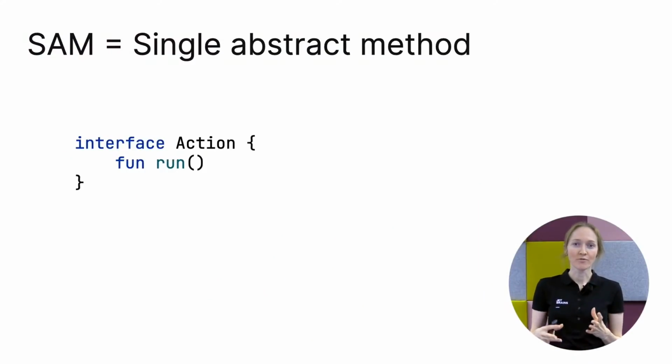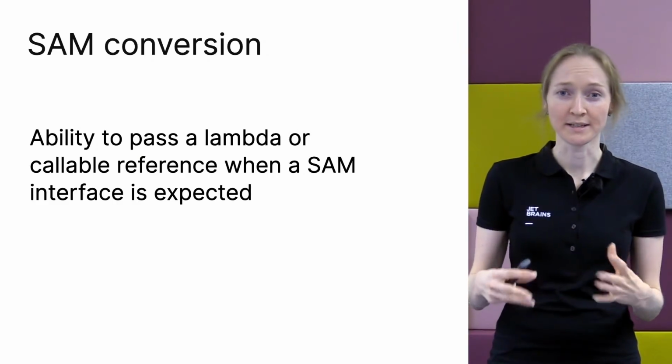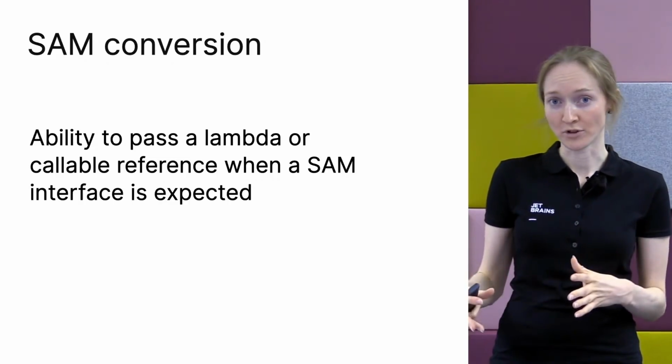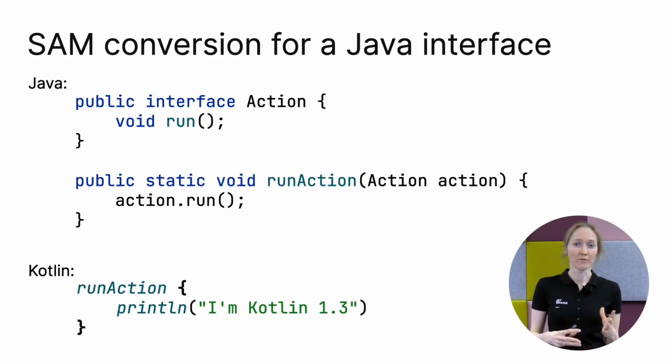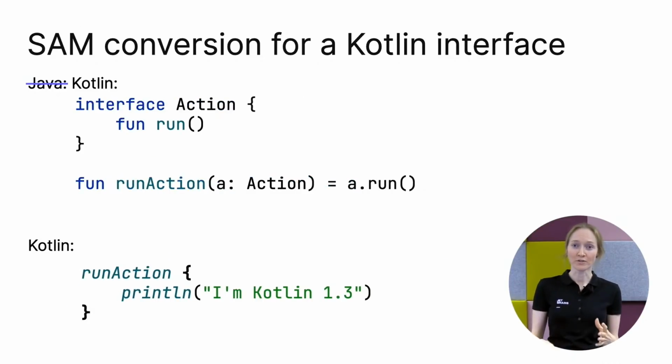SAM is an abbreviation for a single abstract method. If you define an interface with only one abstract method, that is called SAM interface. You often want to pass a lambda or callable reference when an object of SAM interface is expected. The ability of doing that is called SAM conversion. Starting from the very first Kotlin version, it works this way with Java interface. If you have a method runAction that takes the action interface as a parameter, in Kotlin you can pass a lambda instead. If you try to convert this Java code to Kotlin, however, you'll get an error.